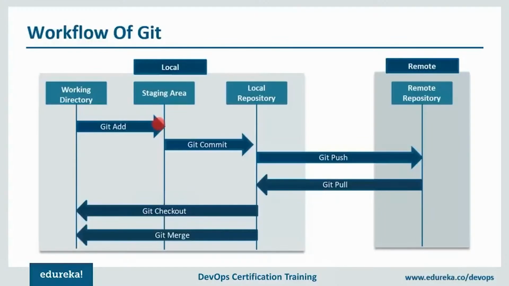Once I have all my uncommitted changes in the staging area, I want them to get committed into the local repository. So for that, I'll perform the git commit option and then I'll commit all the changes to the local repository. And once I'm done with all the set of changes, I'll go ahead and I'll push these changes to the remote repositories as well.